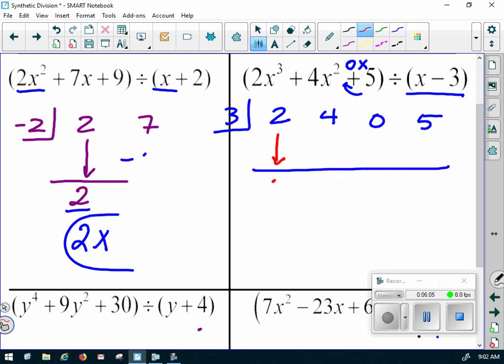Bring down the first term. Always bring down the first term. 2 times 3. Then you add. 10. Yep.